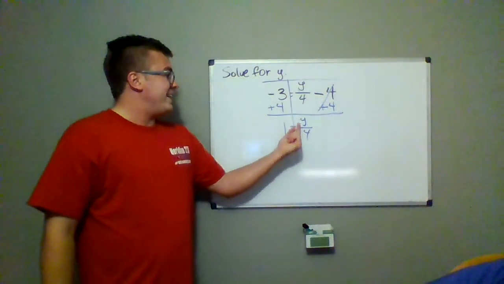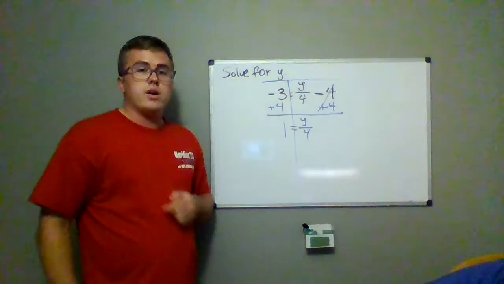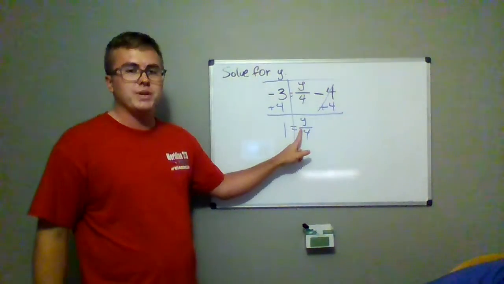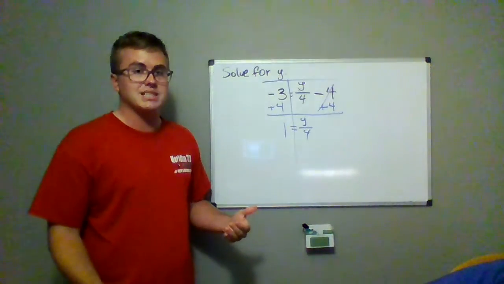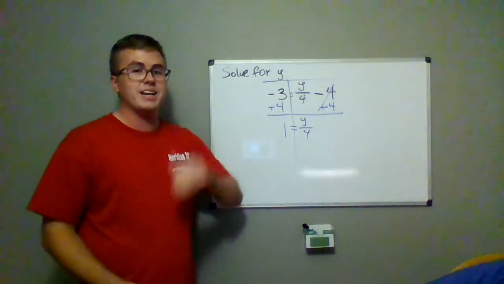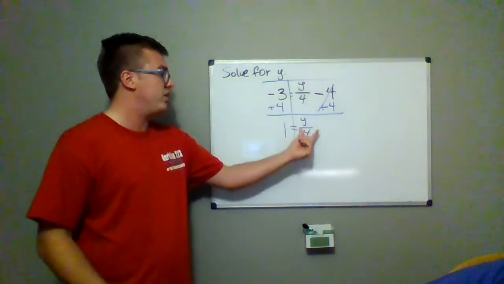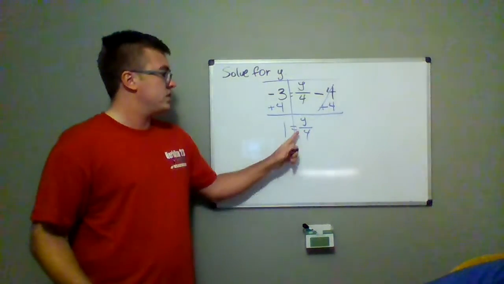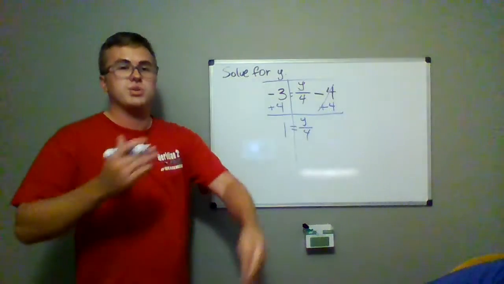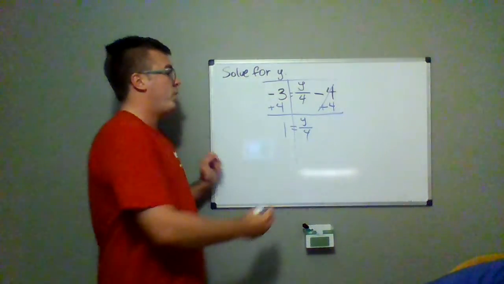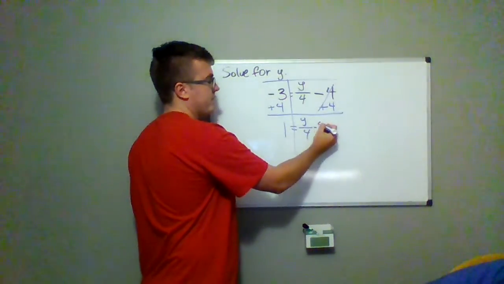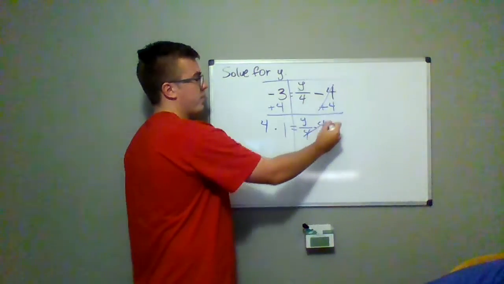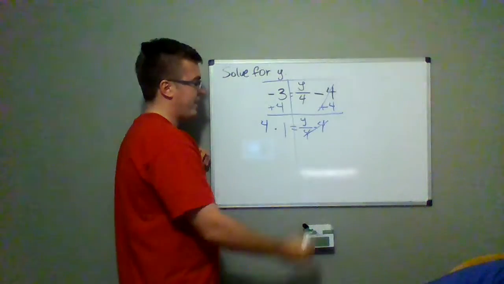Now I've got 1 equals y over 4. When you have a fraction, think about what that line in between the fraction actually symbolizes. It's not only separating numerator from denominator, that fraction is actually signifying division. So to undo that division, to reverse division, we have to multiply. So we're going to multiply both sides by 4, so that way we get rid of the denominator.